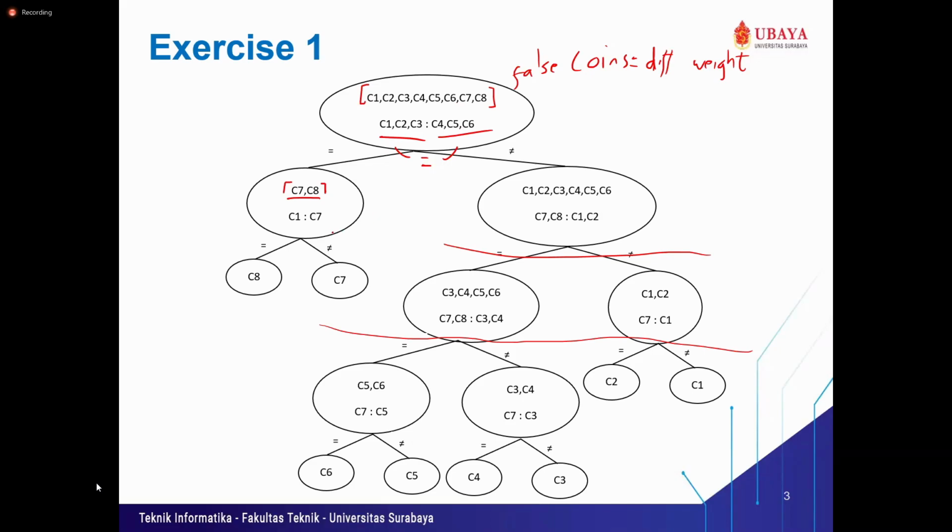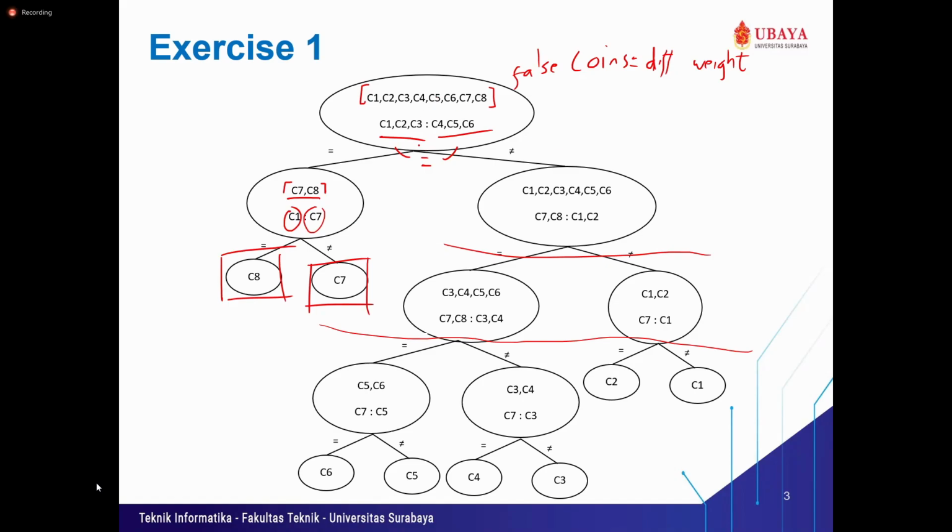After that, we just need to take one of the real coins, it doesn't matter which one from 1 to 6, and compare it with 7 or 8. If it's the same, the remaining coin is the false one. If not, the one that is weighed is the false one.